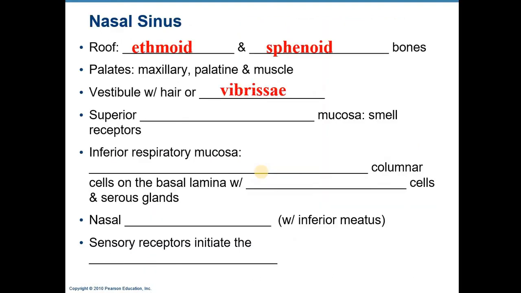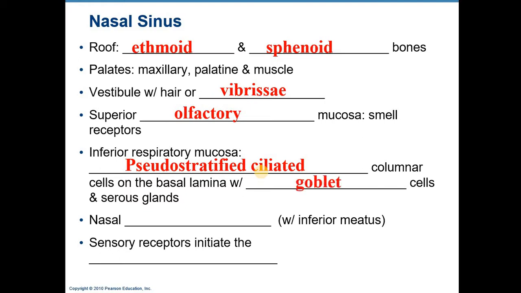The nasal sinus consists of the ethmoid and sphenoid bone, and you can see the ethmoid in the skull, and you may remember those from A&P1. You have your palatine bones that make up the roof of the mouth and the palatine process. The vestibule consists of the vibrissae, which are the hairs in the nose, and those help with movement and cleansing of the air.